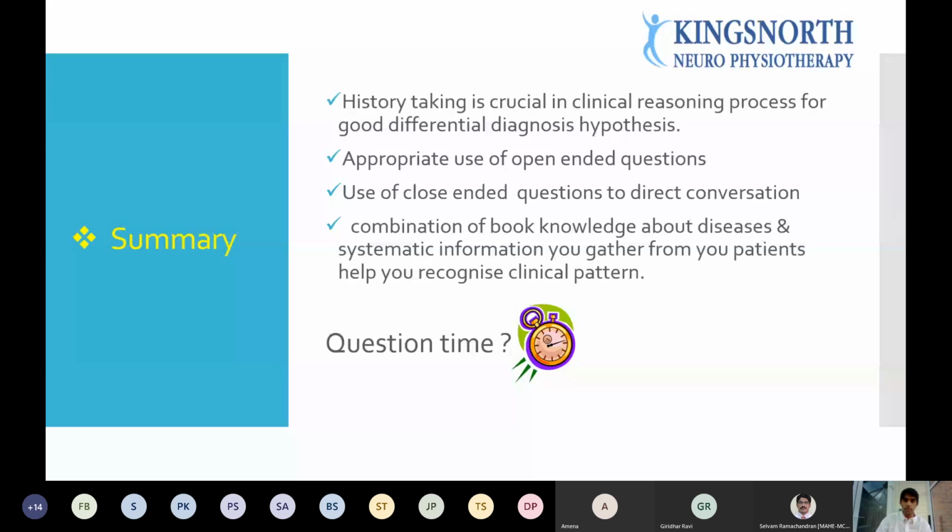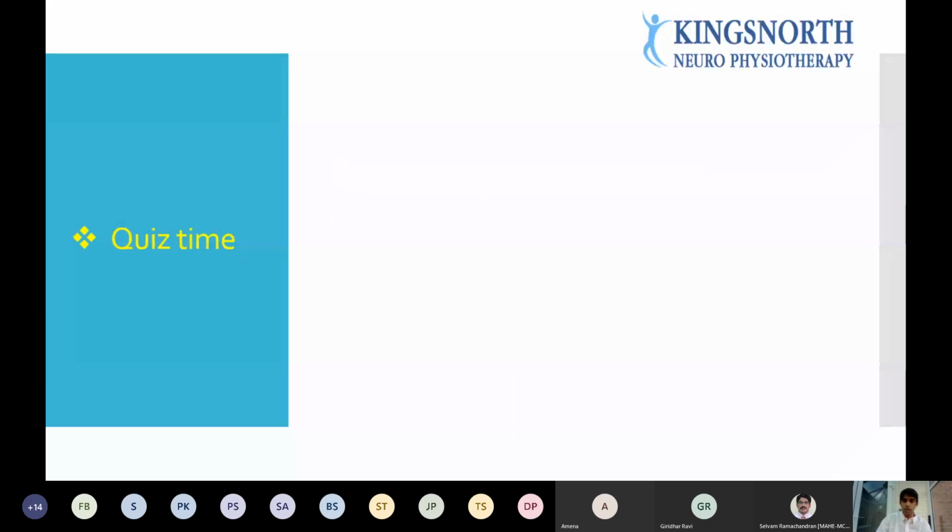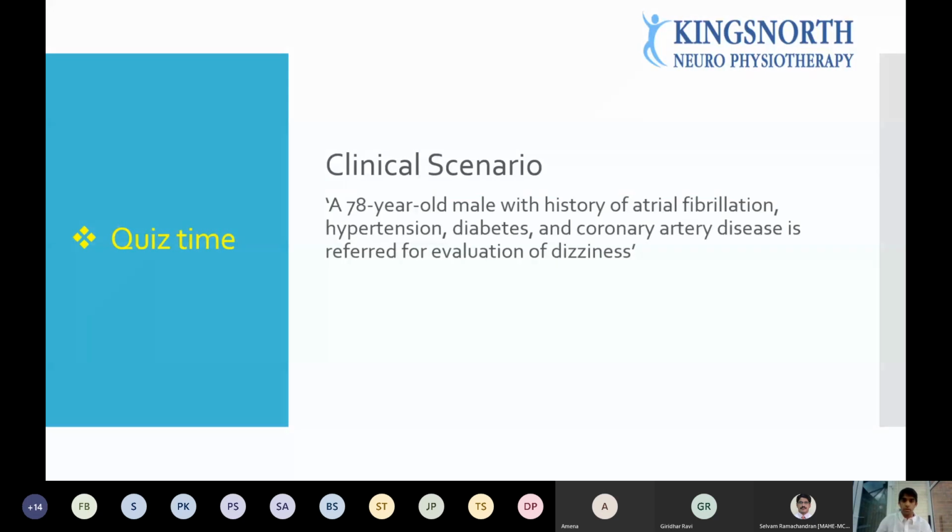There is a question type, but before that, a question for you. Let's look at a little clinical scenario. There is a 78-year-old male with a history of atrial fibrillation, hypertension, diabetes, and coronary artery disease, who is referred for evaluation of dizziness.